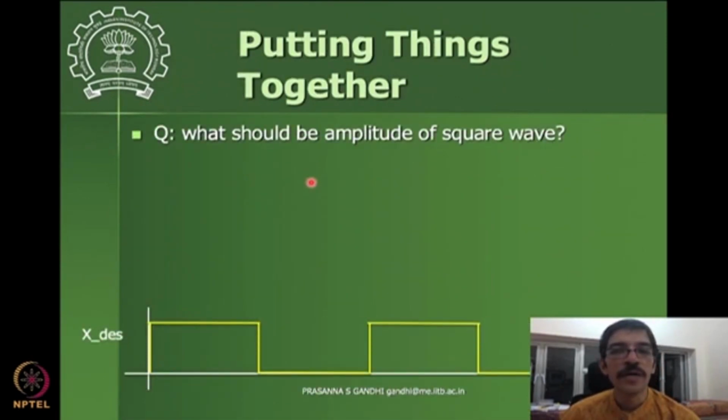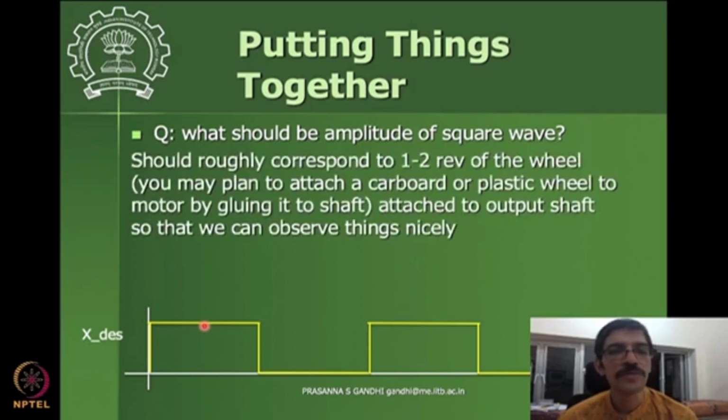Now, another question. What should be the amplitude of the square wave? That you can compute based on the encoder counts that you are getting as output from the encoder. Say if you are getting roughly 1,000 counts for one revolution, then you can plan: I want to move one revolution or two revolutions, or 90 degrees, 80 degrees, like that. Based on that, you can plan this number of counts.